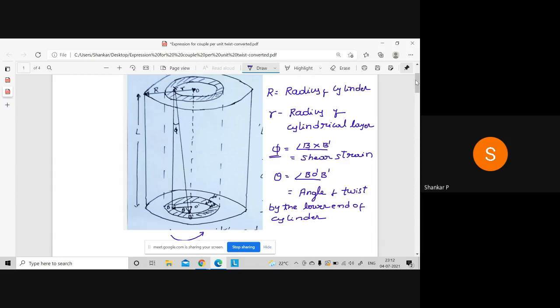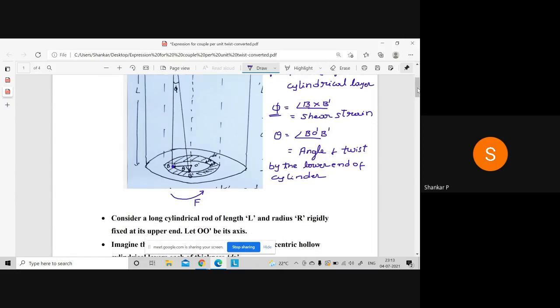and because of this shear stress we can also observe that in the lower end the point B has been moved to B dash by an angle theta. Angle B O dash B dash is equal to theta, that is called as a twisting angle. So here phi is the shear strain produced and theta is the angle of twist. So today we are determining what is the couple required for unit twist. The couple required for unit twist we are deriving.